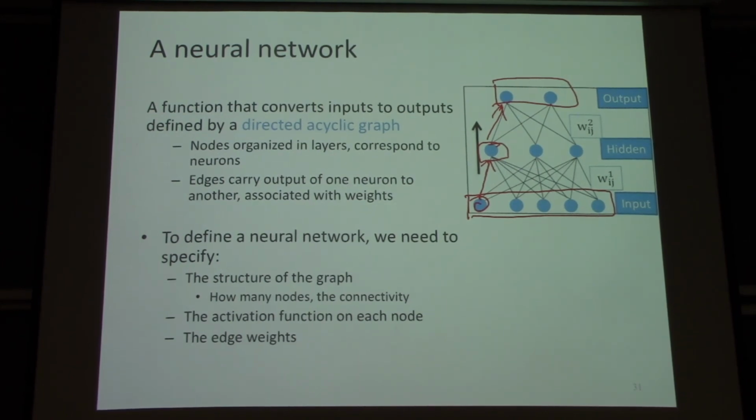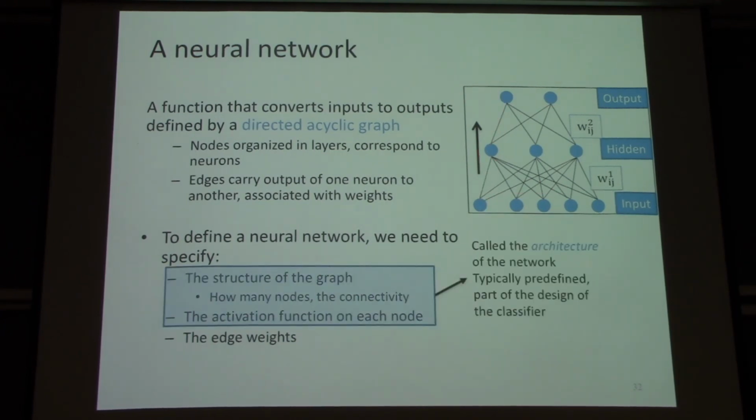But in order to define the neural network, I need to specify the layout of this graph, what the nodes are, what the edges are, and I also need to specify the activation functions on every node, and the weights on these edges. Once I give you these three things, I get a particular neural network. So I get a function. A neural network maps to a function. The function is defined by the structure of the graph, the activations on each node, and the weights.